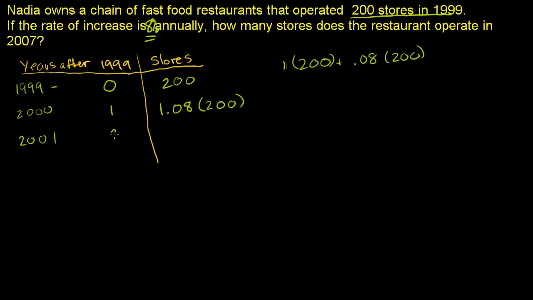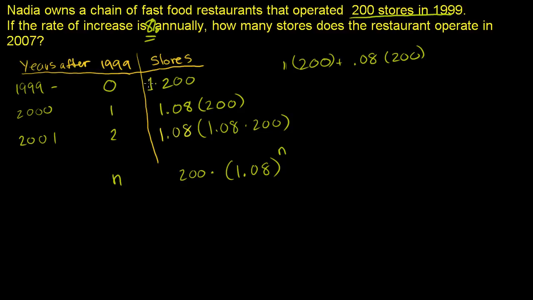Then in 2001, what's going on? This is now 2 years after 1999. You're going to grow 8% from this number. So you're going to multiply 1.08 times that number, times 1.08 times 200. I think you get the general gist. After n years after 1999, let me write it this way, it's going to be 200 times 1.08 to the nth power. After 2 years, 1.08 squared. 1 year, 1.08 to the first power. 0 years, this is the same thing as 1 times 200, which is 1.08 to the 0th power.